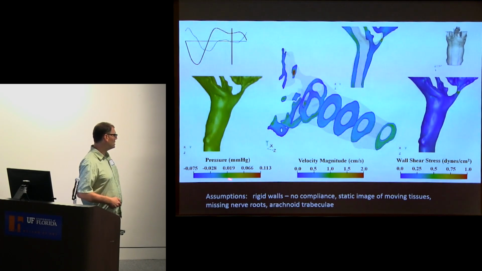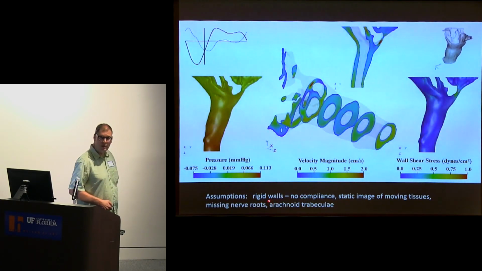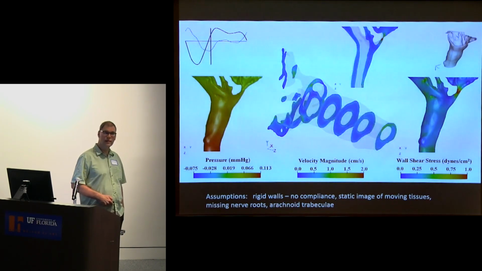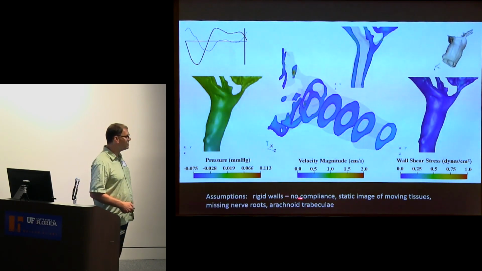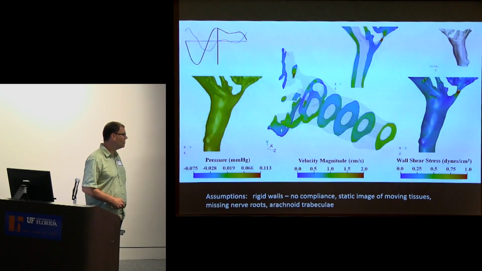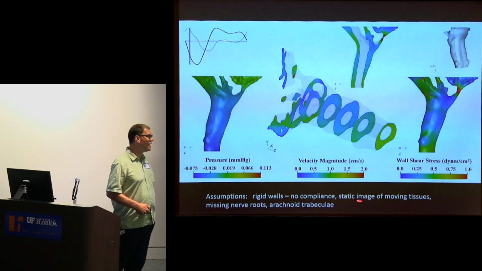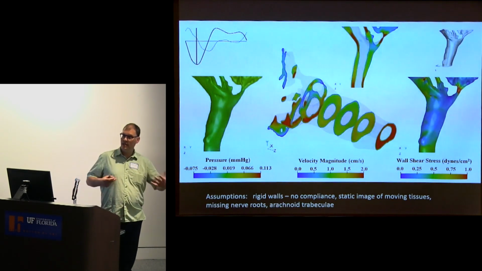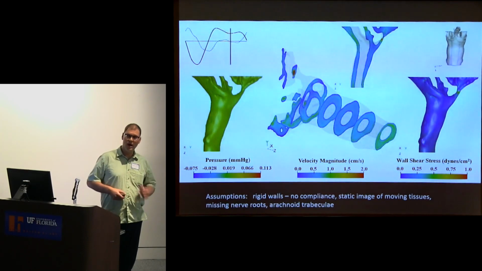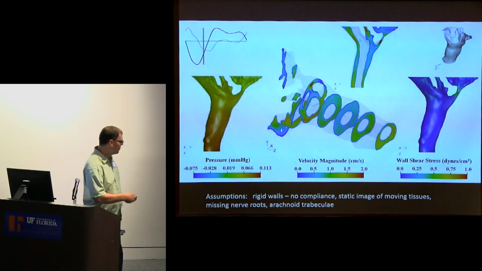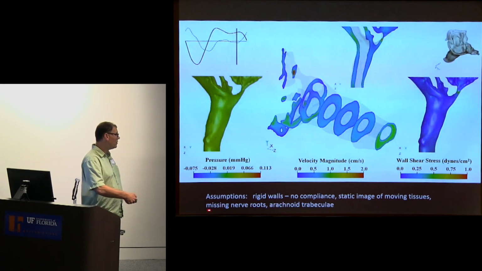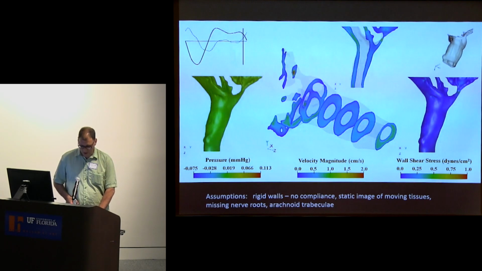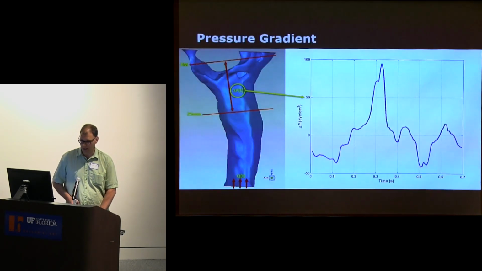I'm not going to go through all the details except for maybe the assumptions, which are kind of big assumptions. One is that we're talking about rigid walls, and we know that they're not rigid, right? Because we know that there is compliance in the system. And then also that we're using a static image of moving tissues. We know that the tissue is moving, but yet we take the static MRI and do this careful modeling when in fact the tissue is moving around. The other thing is we're missing nerve roots, arachnoid trabecula, and more specialized things on the inside. So there's a fair number of assumptions involved in that modeling.